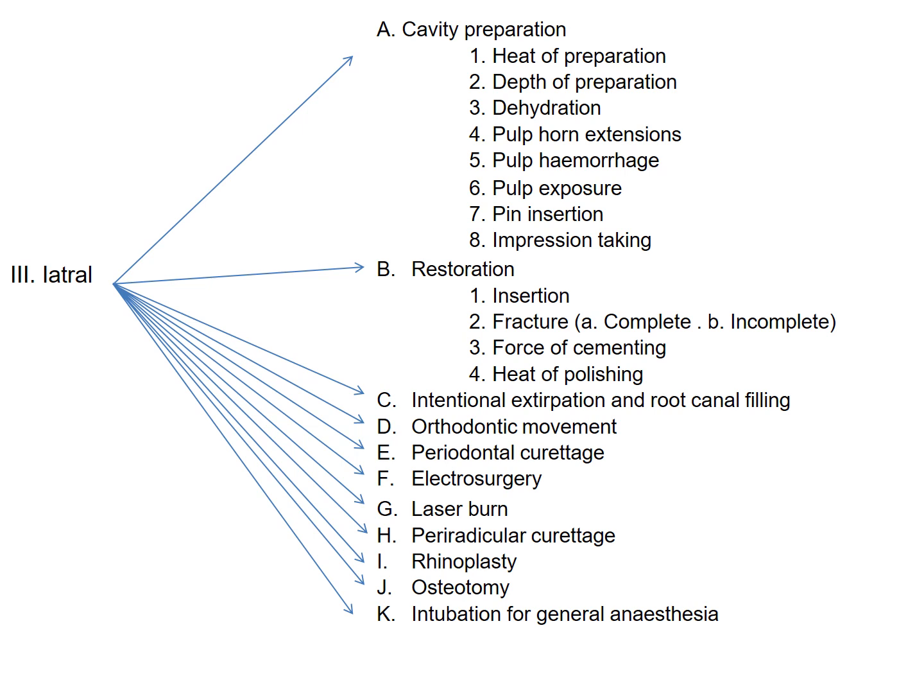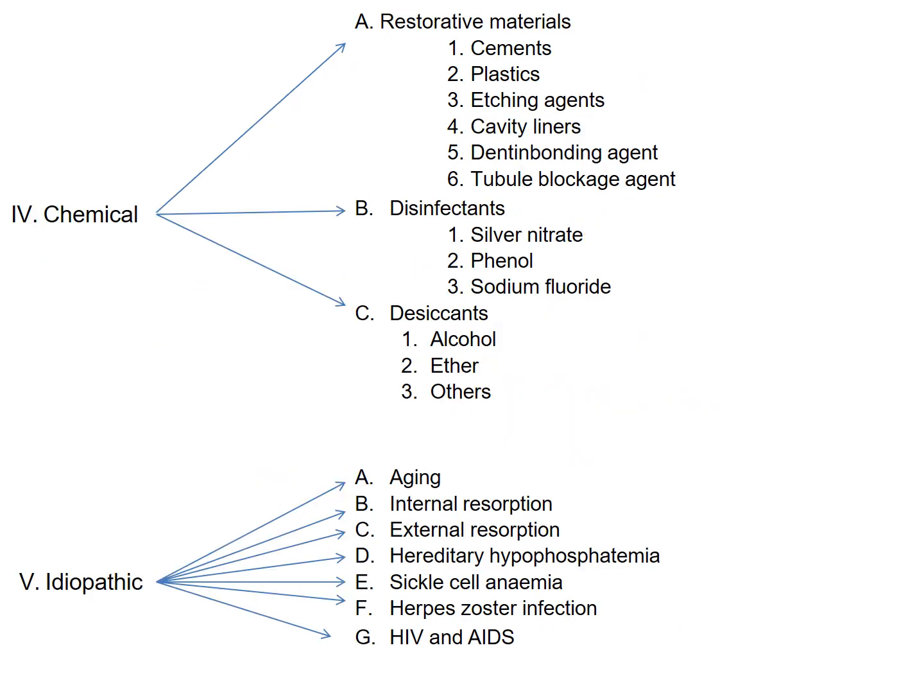Cavity preparation includes heat generation, depth, dehydration, any pulp exposure unknowingly, and violating the protocols during restoration. Chemicals can be cement, plastic, etching agents, cavity liners, and disinfectants including silver nitrate, phenol, sodium fluoride. Idiopathic causes, of unknown origin, can be aging, resorption, internal or external, sickle cell anemia, herpes zoster, and HIV and AIDS, and these last three can be in medically compromised conditions.